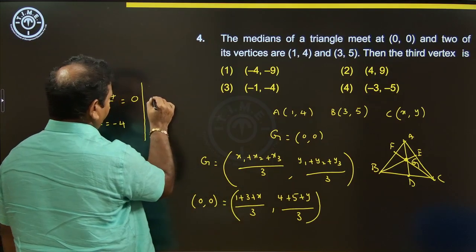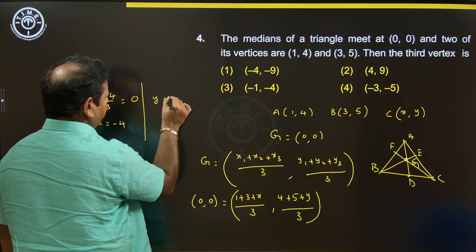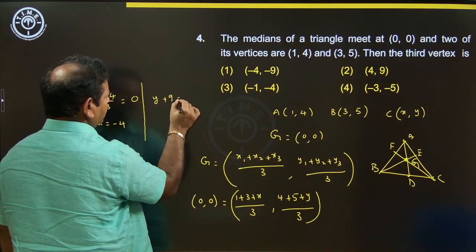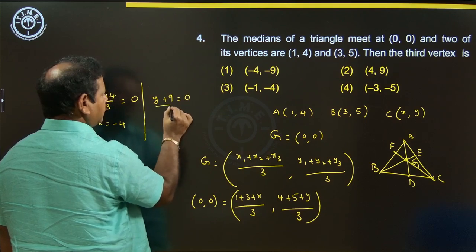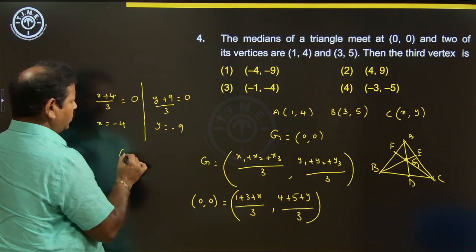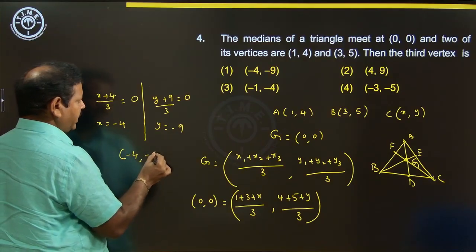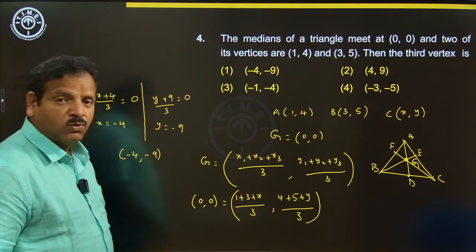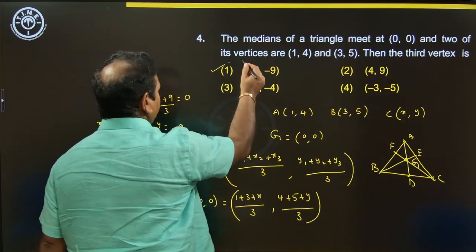Y plus 9 by 3 equal to 0. Then y equal to minus 9 or not? Yes. So the answer is now minus 4, minus 9. Minus 4, minus 9, which is the first option.